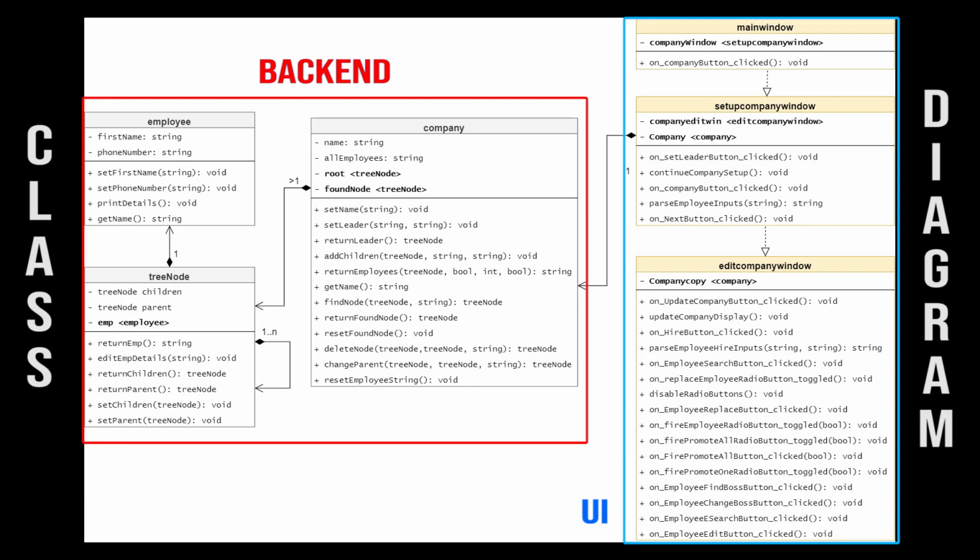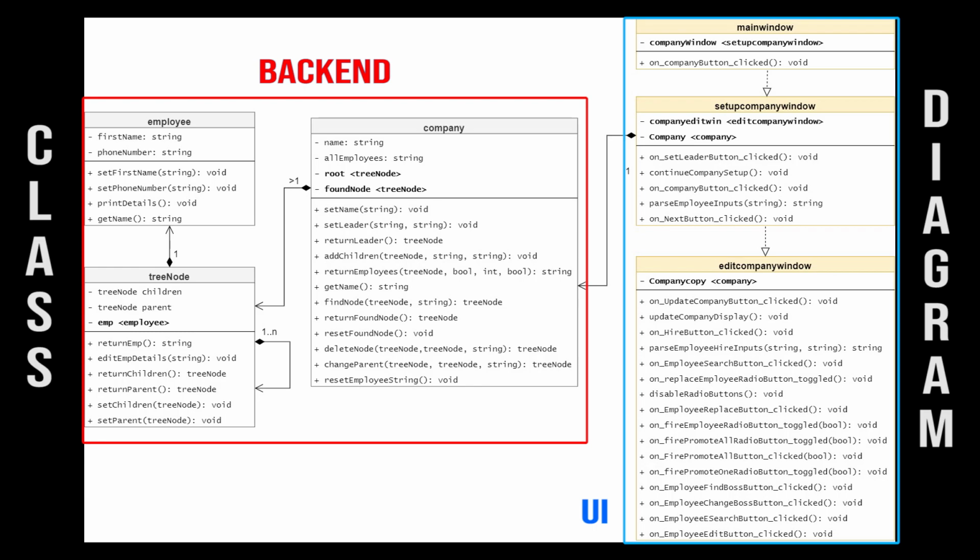Next, the company class takes in a node because the root of my employee structure, which is an n-array tree, and I've made a video on that before, is a node object because all the other employees are pointers from that node. For my company class, the methods here are quite straightforward, like set name, set the leader, which assigns the root node, return the leader, add children, get name, find node, etc.